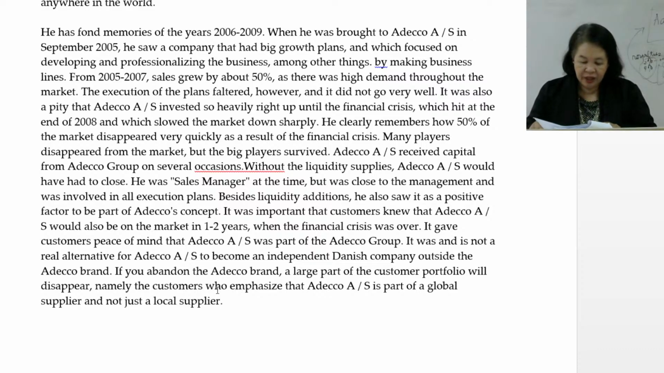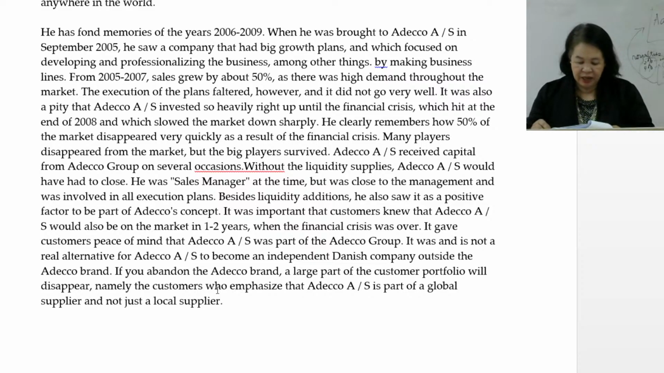Okay. He was sales manager at the time but was close to the management and was involved in all execution plans. Besides liquidity additions, he also saw it as a positive factor to be part of Adecco's concept. It was important that customers knew that Adecco AS would also be on the market in 1 to 2 years when the financial crisis was over. It gave customers peace of mind that Adecco AS was part of the Adecco group.